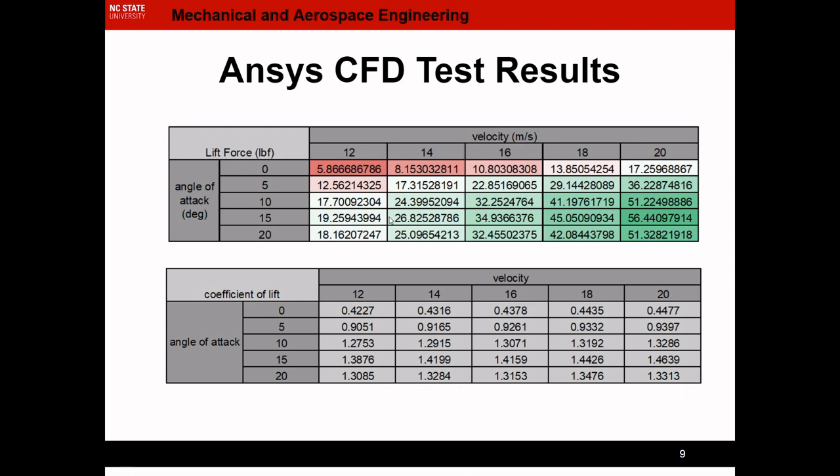The color coding shows a gradient where the higher the velocity and the higher the angle of attack, the more lift is produced, which is within expectations. This also shows that if we expect our aircraft to weigh around 20 pounds, we're going to be at around 13 meters per second before we produce enough lift.